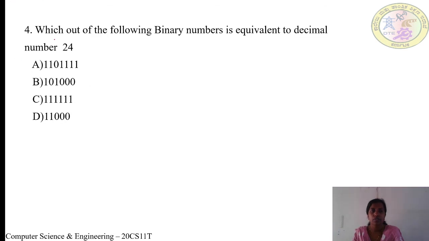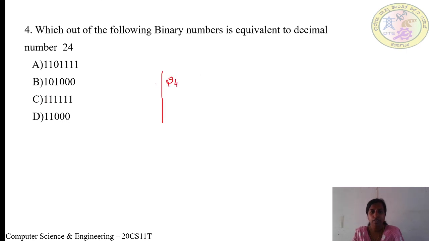Fourth question. Which of the following binary numbers is equivalent to the decimal number 24? Options are A 1101111, B 1010000, C 111111, D 11000. So, take the decimal number and divide it by 2.